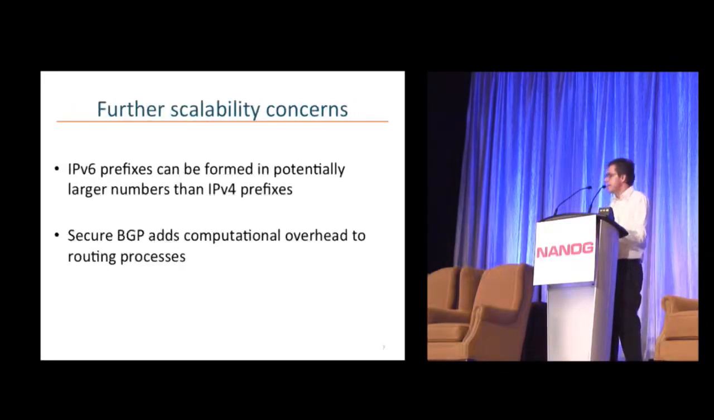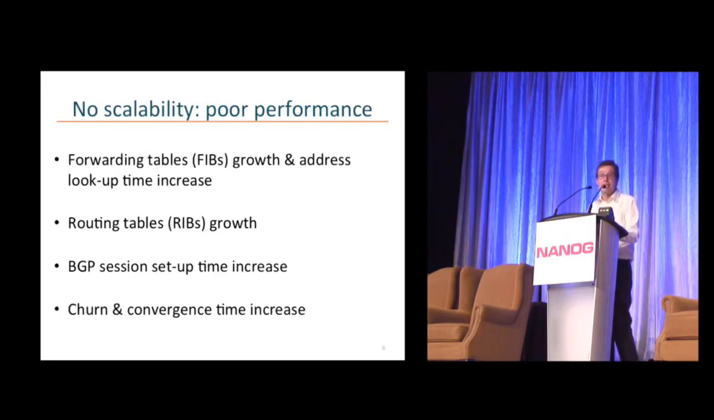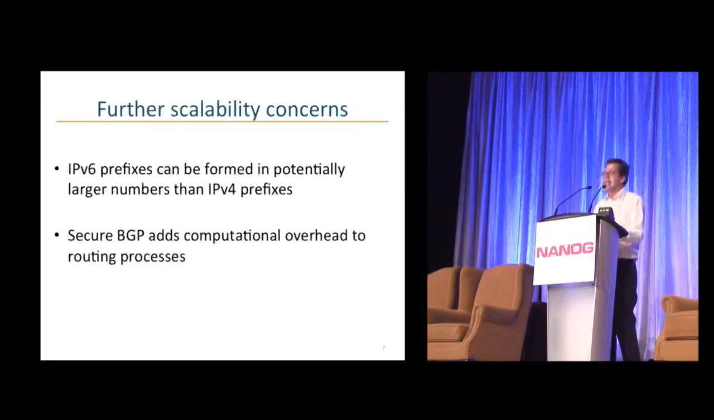We are finally witnessing a transition from IPv4 to IPv6 prefixes. Without an addressing plan for IPv6 that takes into account routing scalability, many more IPv6 prefixes than IPv4 prefixes are potentially formed. At the same time, we see a momentum endowing BGP with security features. Secure BGP, in particular, requires online authentication and verification of routes. And this further burdens the routing processes.